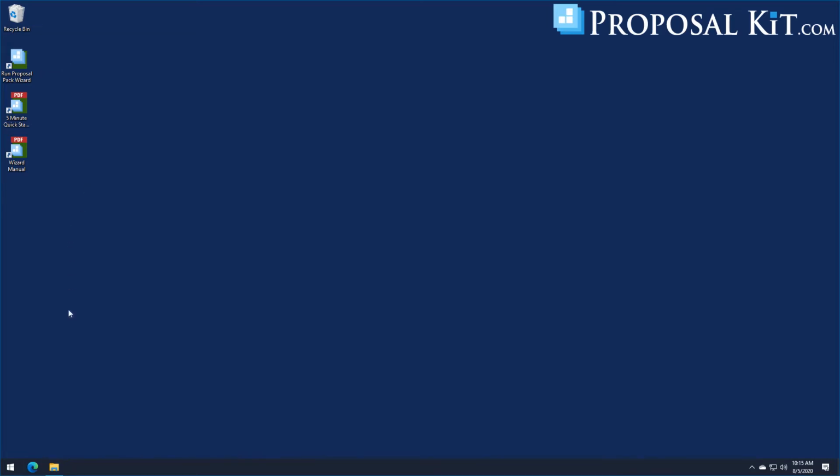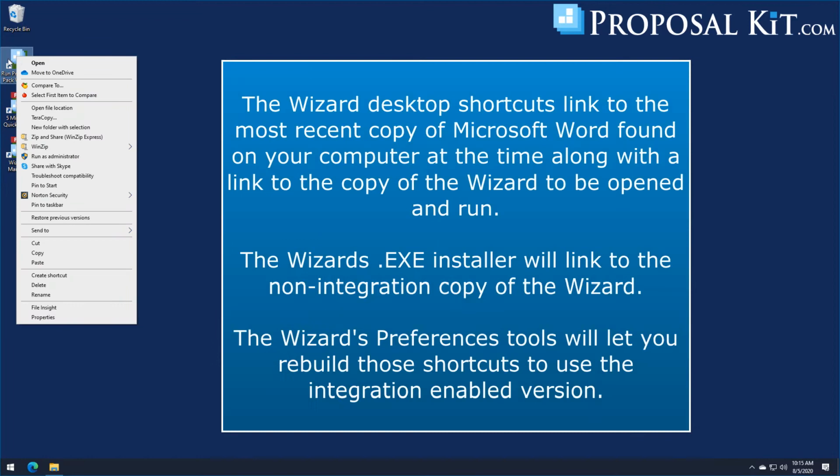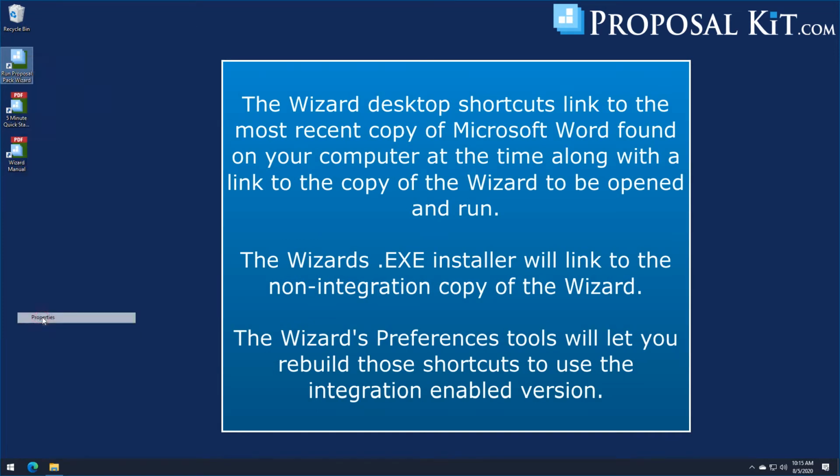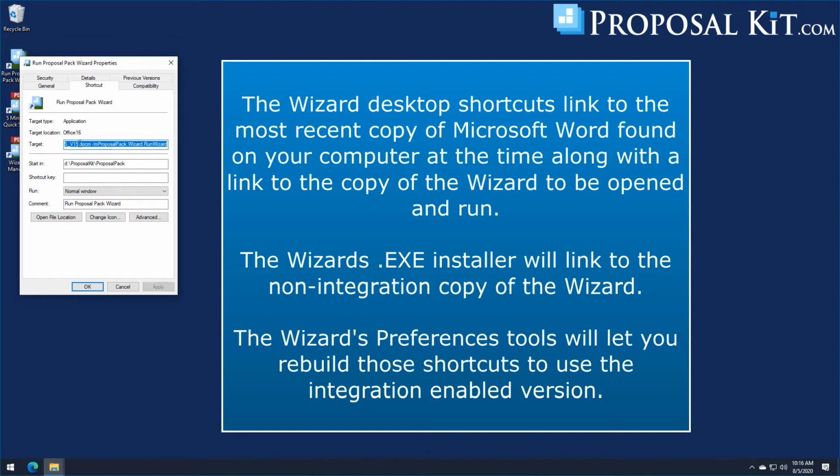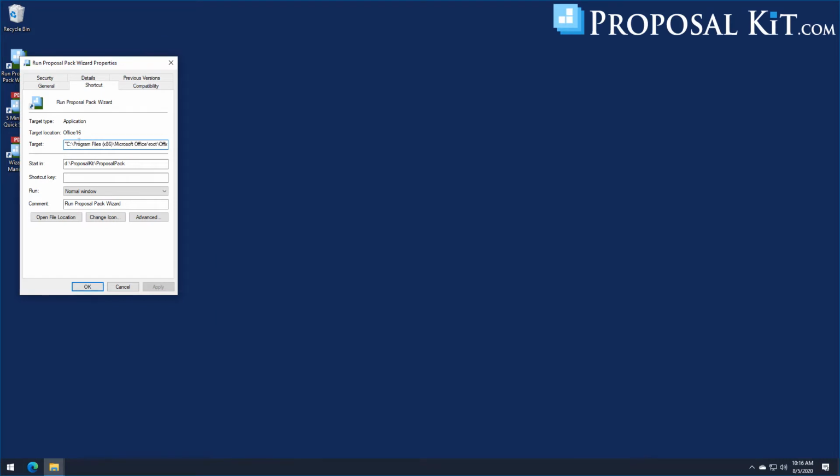So, you'll have the wizard desktop icons, and this Run Proposal Pack Wizard icon will be linked to the non-integration version. You can always right-click these shortcuts, bring up the properties, and if you look at the target, this will actually show you the exact file, Proposal Pack Wizard Win 10S V15, and the folder it's starting from. And these shortcuts also have a direct link to your Word exe file, which is going to be tied to the most recent version of Word that you have installed when you install the wizard.